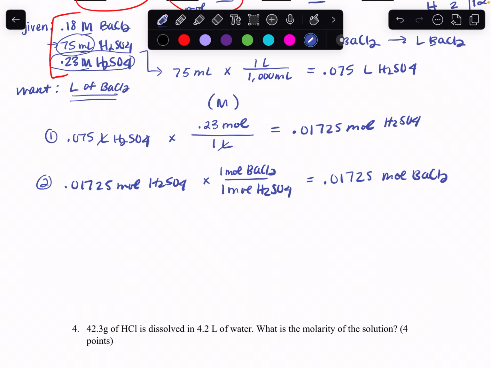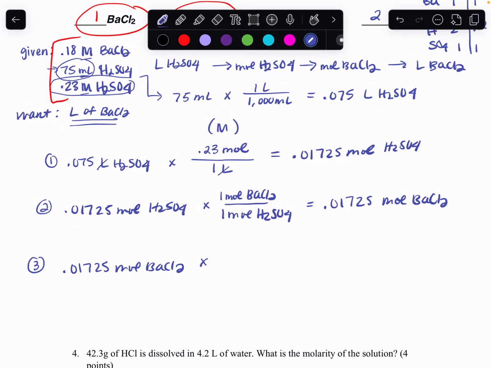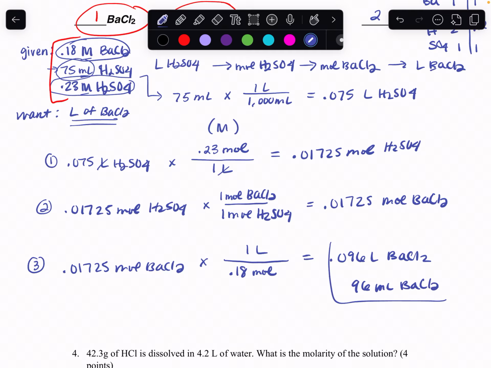So we've only got one step left. Bring your moles down. Love that we get to use the same number over and over again. And I need to convert this back to liters, all right? So remember what I said, I need to use everything in my given list, and the last thing on there is my 0.18 molarity barium chloride. So if I want moles to cancel, I'm going to put my 0.18 moles on the bottom, and 1 liter on the top. Dividing this out, I get 0.096 liters of barium chloride, or 96 milliliters. Either or, totally fine. Fantastic.